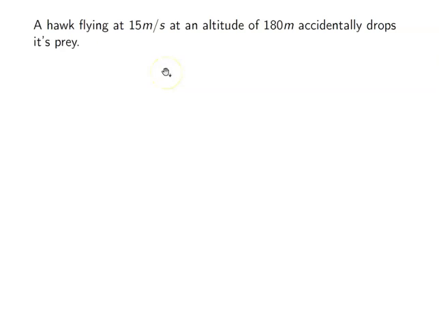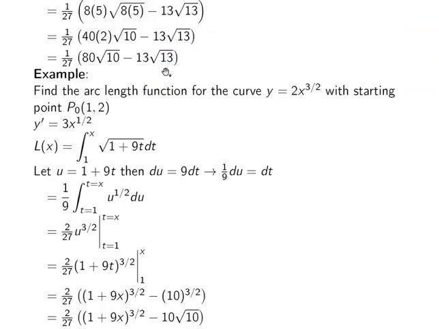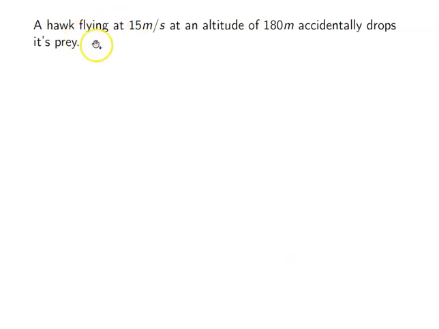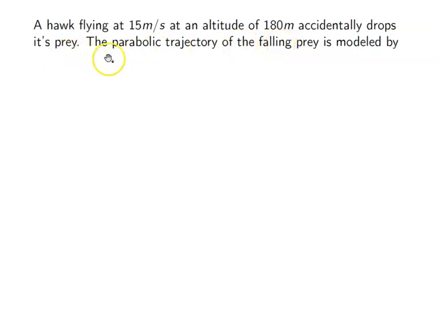So let's look at another example. I'll put a header in here for another example. Let's say that we have a hawk flying at 15 meters per second at an altitude of 180 meters that accidentally drops its prey. Since the hawk is flying, the prey is going to fall with a parabolic trajectory. So it's going to fall in an arc.